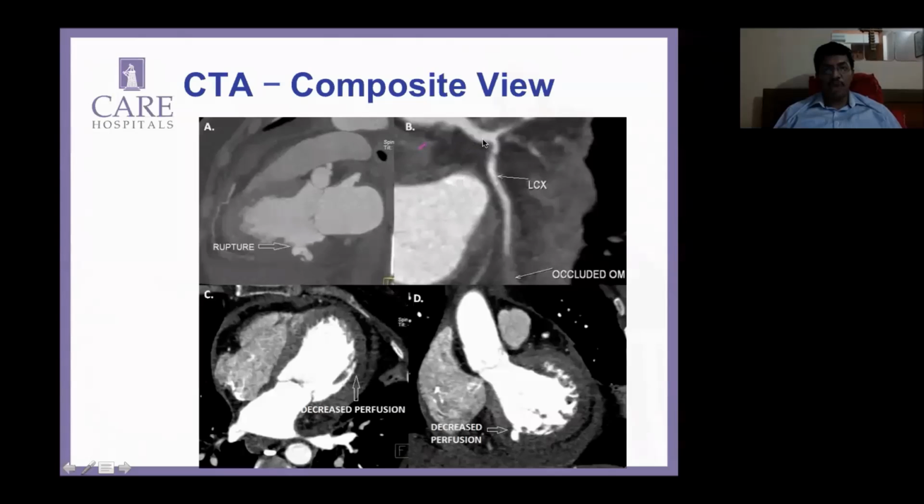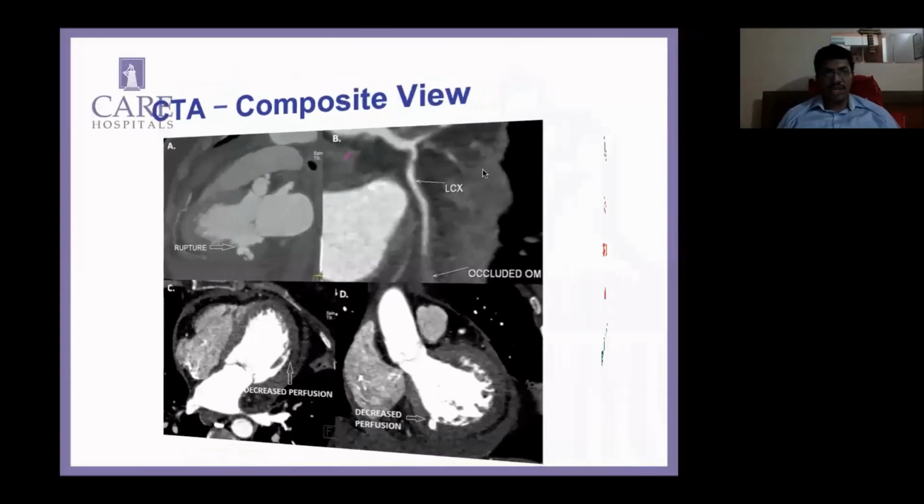And most importantly, the holy grail of cardiology, we're giving you coronaries. And we are actually telling you that this has been an OM, the first OM which came off the LCx, has got occluded, filled with thrombus, supplied that particular territory, and there you have a rupture. So this is a composite view that we're giving you. Just for everybody's information, the rest of the coronaries were clean.